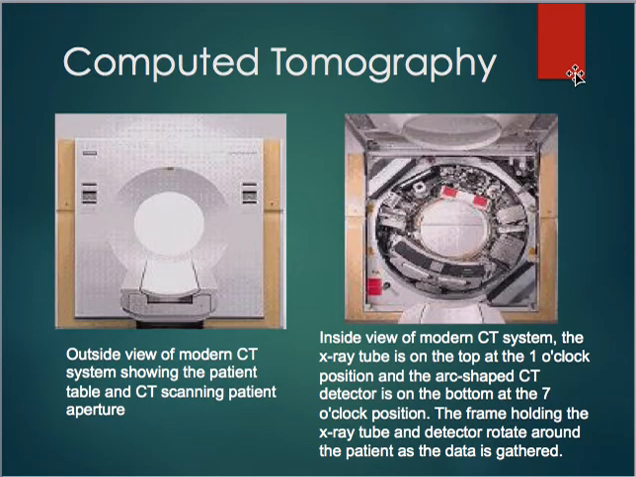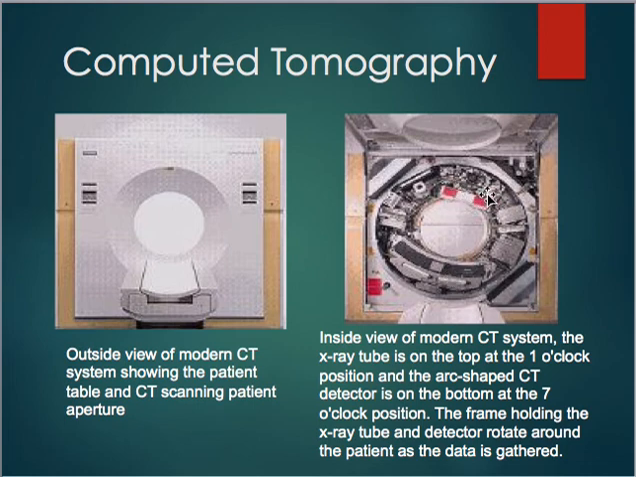So this is what I was talking about when I was referring to the inside of the scanner. This is what the outside of the scanner looks like, no big deal. If you take that cover off, in here you've got the tube, and here's that banana-shaped curved detector. So the tube is at 1 o'clock, the detector's at about 7 o'clock.